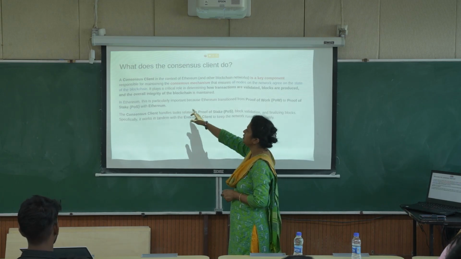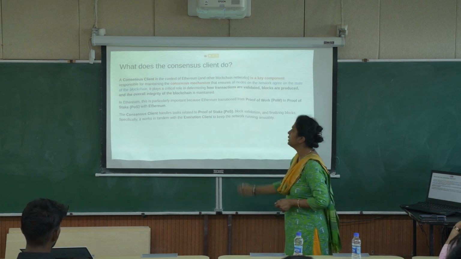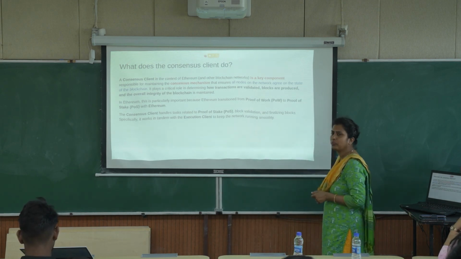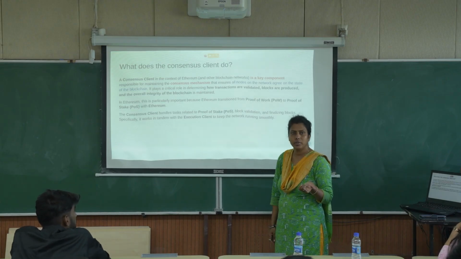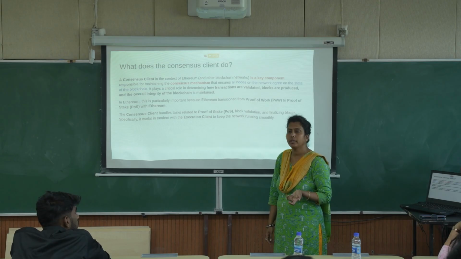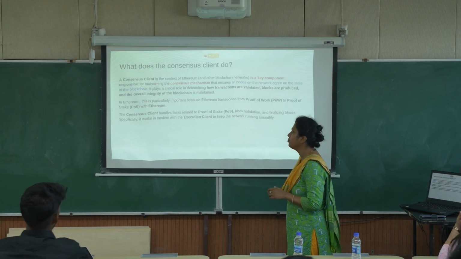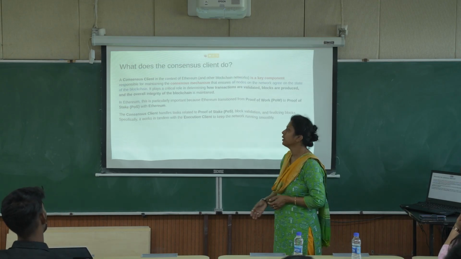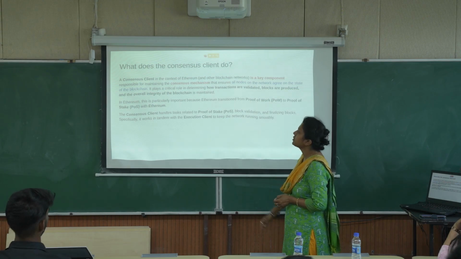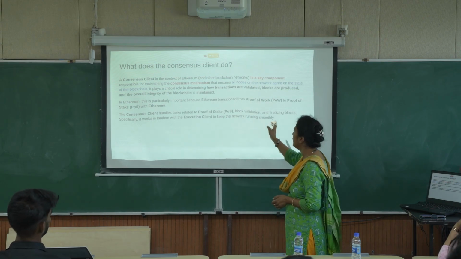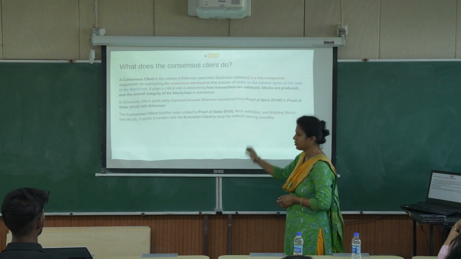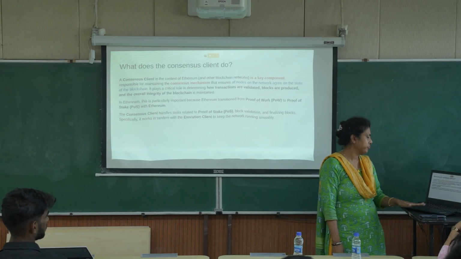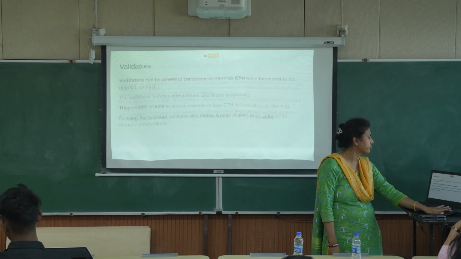In Ethereum, this is practically important because Ethereum transitioned from proof of work to proof of stake. As I said, initially they used proof of work, now they are using proof of stake. So proof of work is different from proof of stake. The consensus client handles tasks related to proof of stake, block validation, and finalizing the blocks. It works in tandem with the execution client to keep the network running smoothly.